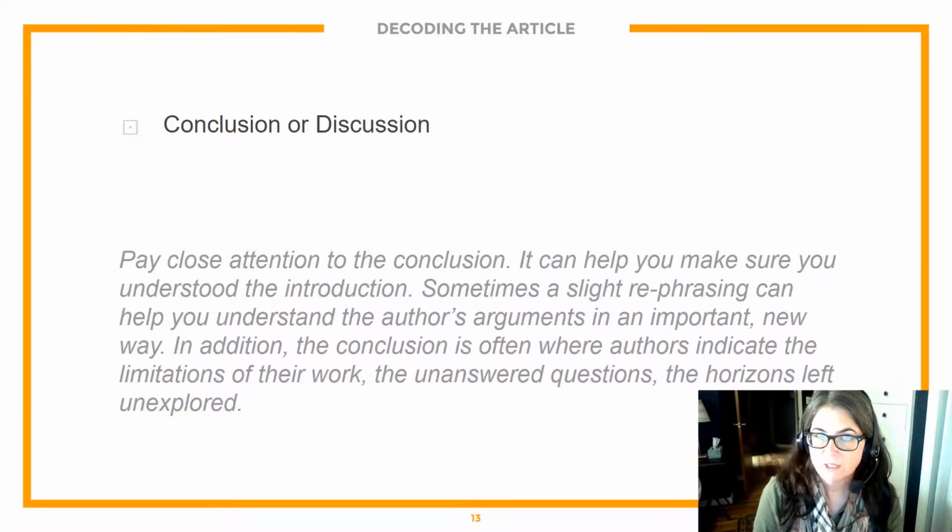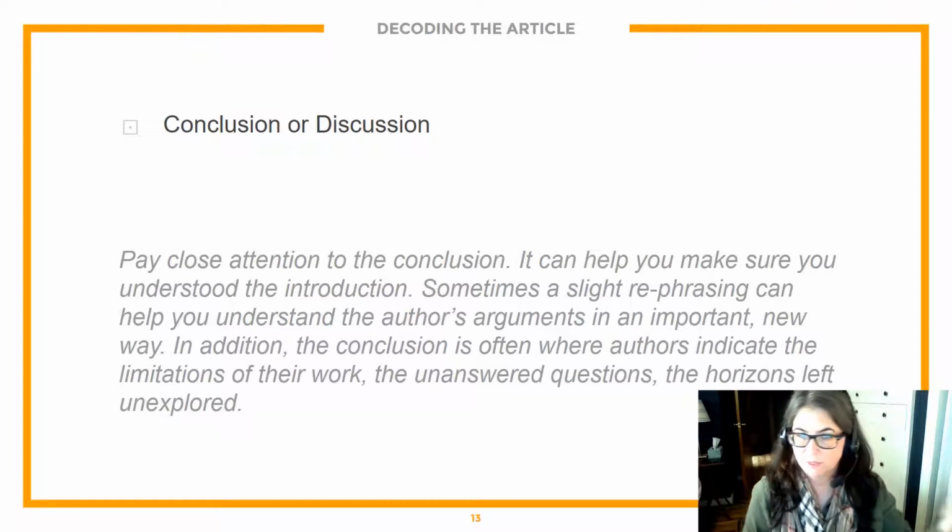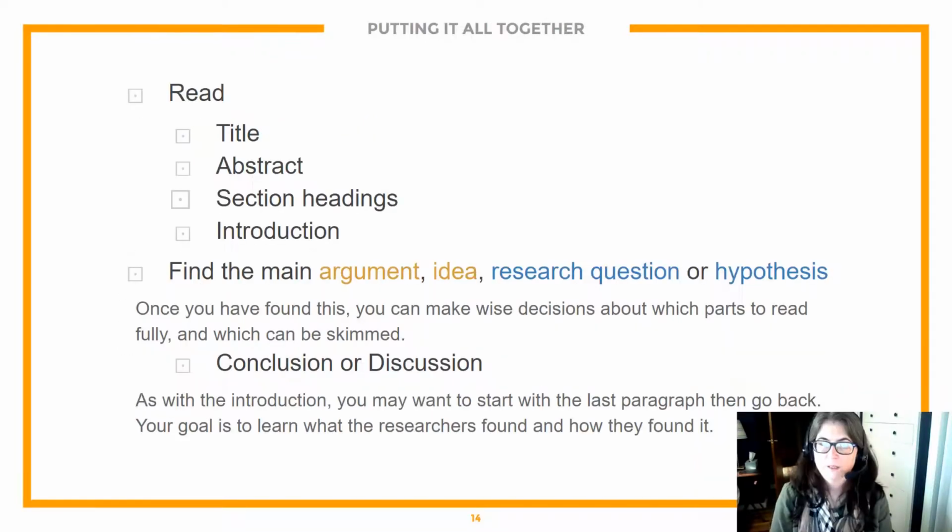Just like with the introduction, usually I'm going to skip to the very last paragraph because that's where they're going to summarize their major findings and explain why it's important. Once I've read that, I can decide, do I want to go back and read the whole discussion, or do I know as much as I need to know? So let's put it all together. You're going to read the article in this order: the title, the abstract, the section headings, and then the introduction. And remember, you want to start with the very last paragraph in the introduction because that is where they are going to tell you the main argument, idea, research question, or hypothesis.